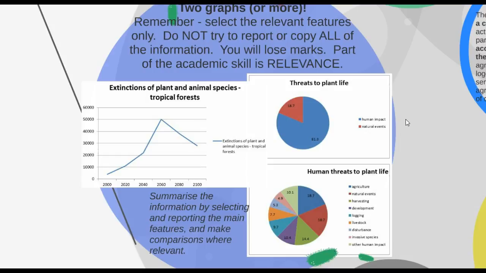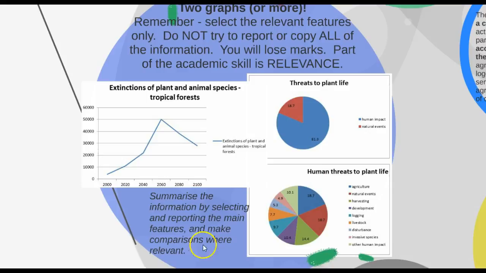So I'd really like to point out that you have to make a selection. You have to choose the most important and the relevant features. Do not try to report or copy all of the information. You will lose marks. Part of the skill for success in task 1 is relevance.